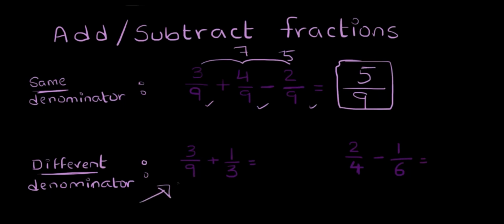Whereas when you have different denominators, like in this question over here, I cannot go forth until I make the denominators the same. Now, this one's a 3, that one's a 9. Either I need to make both of them into a 9, or I make both of them into a 3.